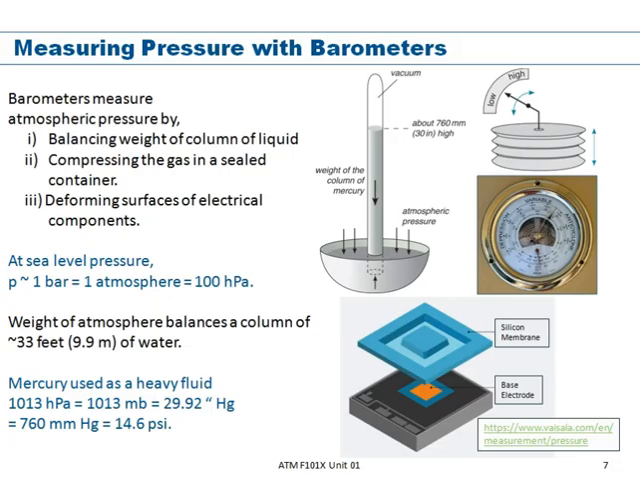Obviously, this is too long a column to be useful, and so scientists adopted mercury, scientific symbol Hg, as the fluid for barometers. Mercury has a density of 13.5 grams per centimeter cubed, that is 13.5 times larger than water, and so the column rises a much more useful 76 centimeters rather than 10 meters.